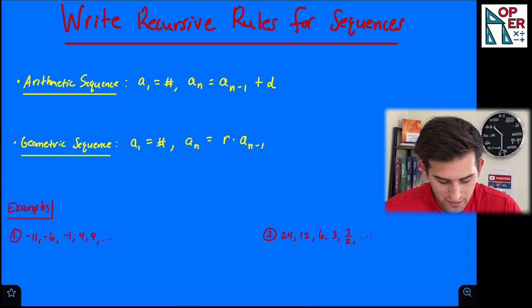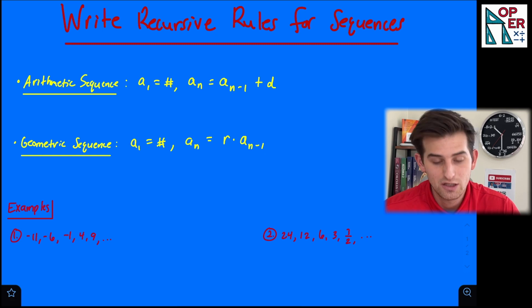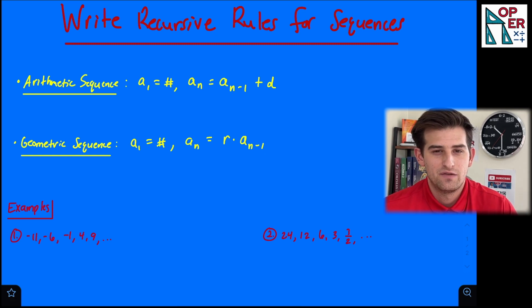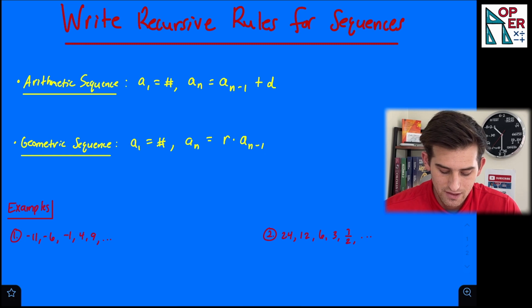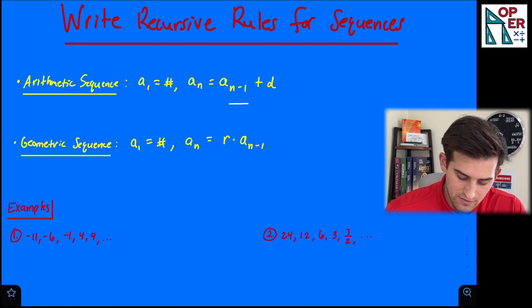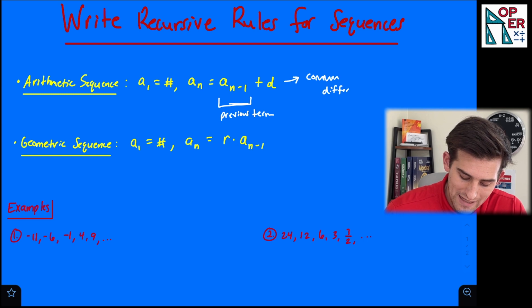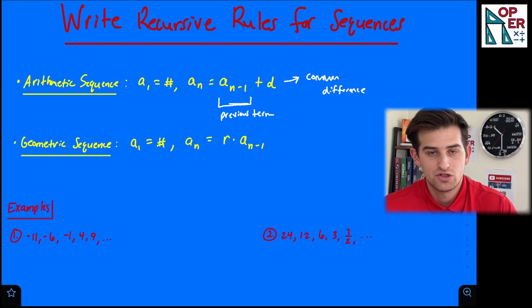So first of all, we have an arithmetic sequence, and that is a sub 1 equals a number. What I mean by that is the first number of the sequence has to be given to you. And then from there, we're going to write a sub n is equal to a sub n minus 1 plus the common difference. Just remember that a sub n minus 1 is referring to the previous term. And d represents the common difference, or what we are adding to get to each term.